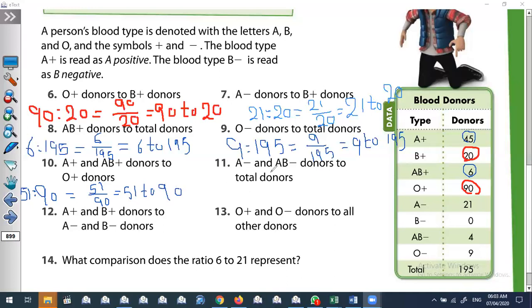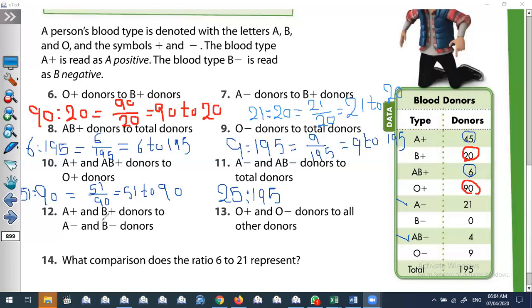A negative and AB negative. 21 and 4, they are 25. So 25 first, to the total 195. And the other two ways we write the same way as before.